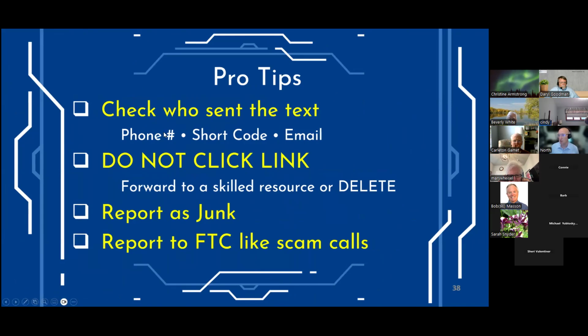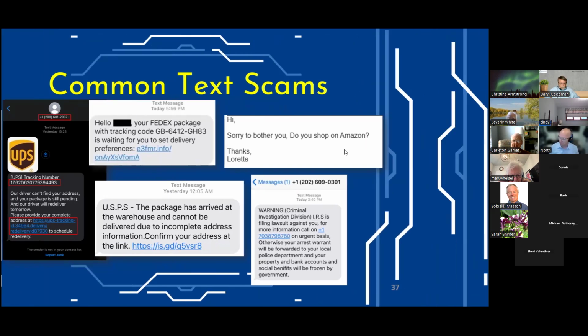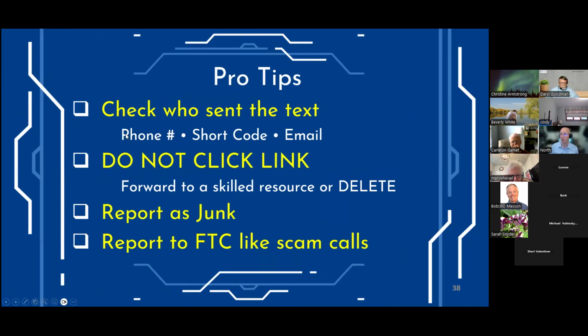So check who sent the text. I'm going to go back real quick because here it's really important. The phone number. Let's see here. So we've got two different phone numbers. But you want to see who sent them. Did it come from a phone number? Did it come from, even worse, a short code that's a 5-digit number that's not actually a phone number? And lastly, did the text come from an email? If the text came from an email address, that's a whole other level of red flag. Texts are meant to go from cell phone to cell phone, from phone number to phone number. If you're getting a text message from an email address, that should immediately be a red flag, that it's computer generated, that it's not real.